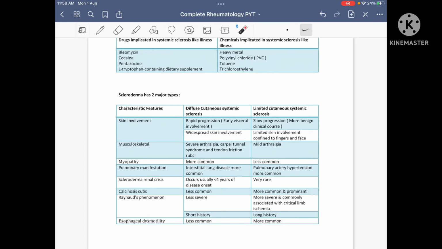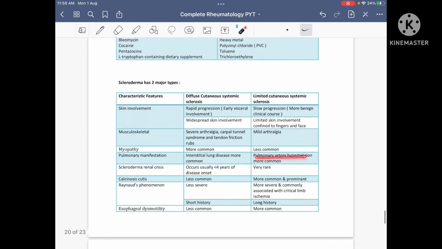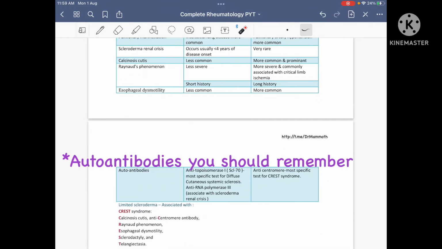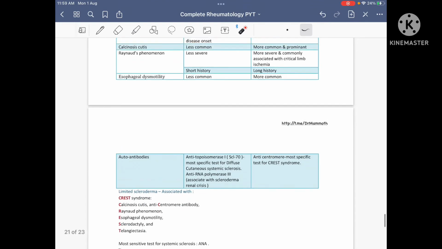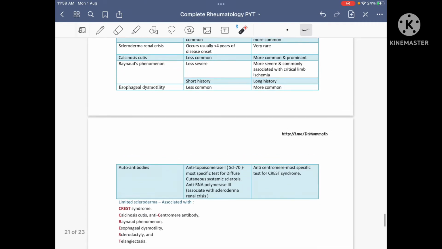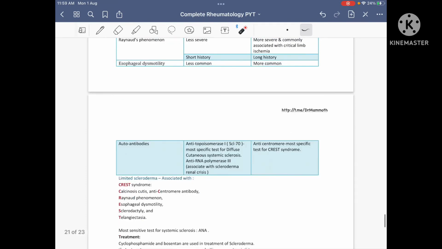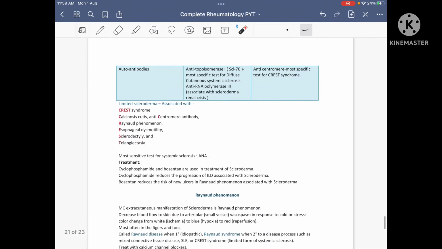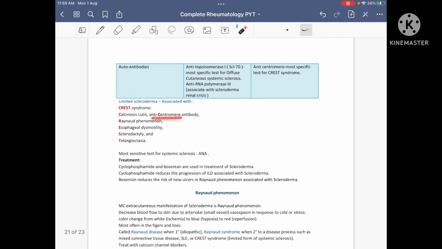In case of pulmonary manifestation, the diffuse type has interstitial lung disease more, and the limited type has pulmonary arterial hypertension more. Autoantibodies, the CREST syndrome consists of 5 things. I have discussed the first three: calcinosis cutis, Raynaud, and esophageal dysmotility. Also sclerodactyly and telangiectasia. C also stands for anti-centromere antibody. Overall, most sensitive test for systemic sclerosis is ANA.